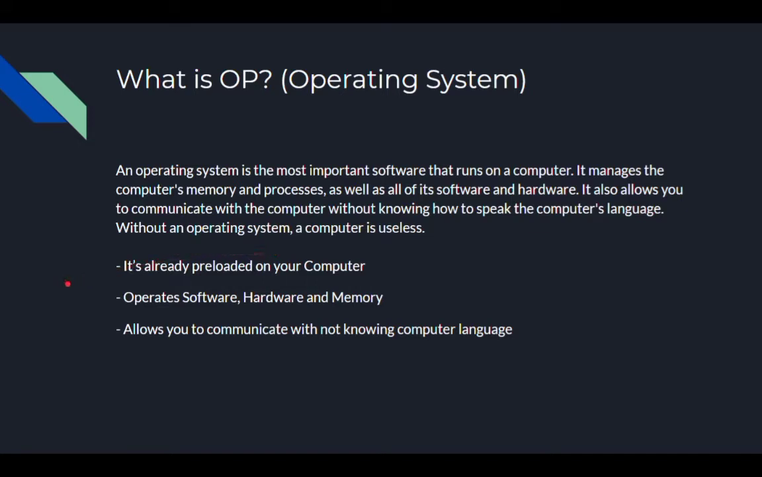So, to summarize, it's already preloaded on your computer, which is if you buy a computer, the operating system is already preloaded. Operating software and hardware and memory are already there as well, and it allows you to communicate without even knowing a computer language. Because basically, computer language is just a bunch of 0 and 1s, and you will never understand what that means.